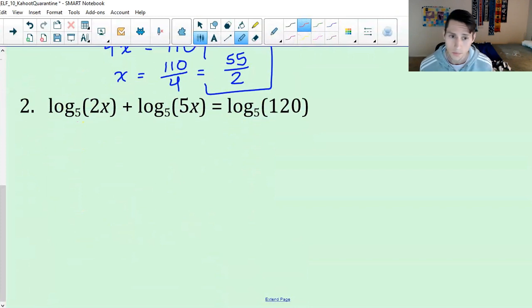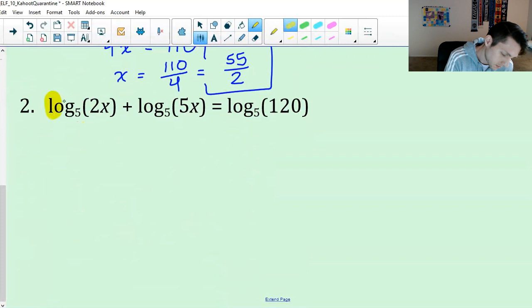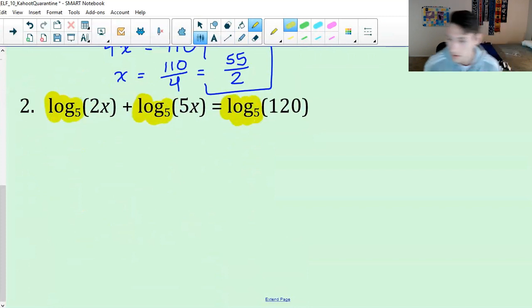All right, for question 2, I have multiple logarithms. So it's not like that last method that we just had where we only had one logarithm in the entire equation. It's not method 1, which was just logarithm equals logarithm on both sides. So this is our third method, where we're going to have to use our properties to make this look like a method 1 or method 2.